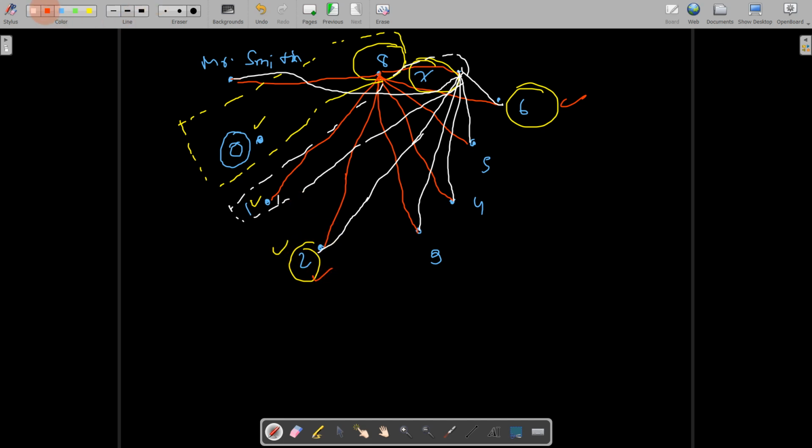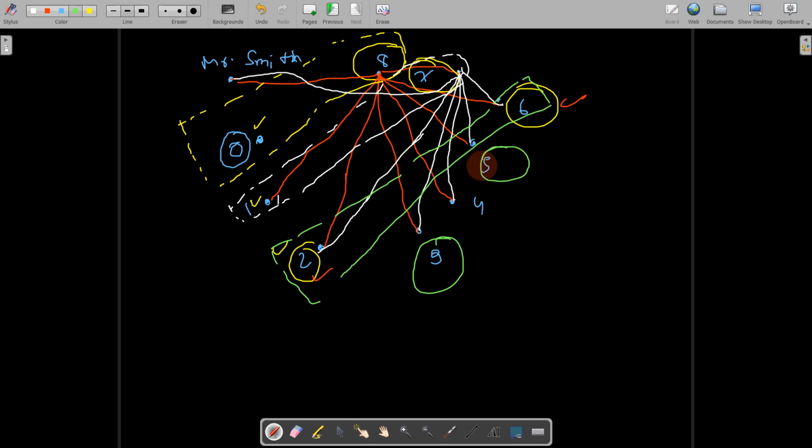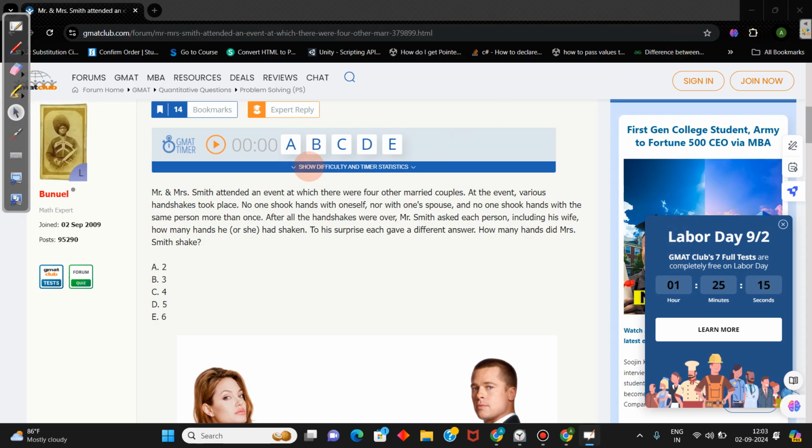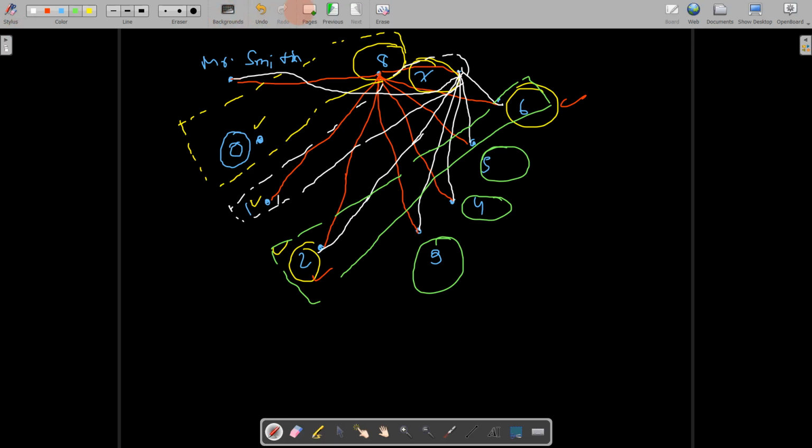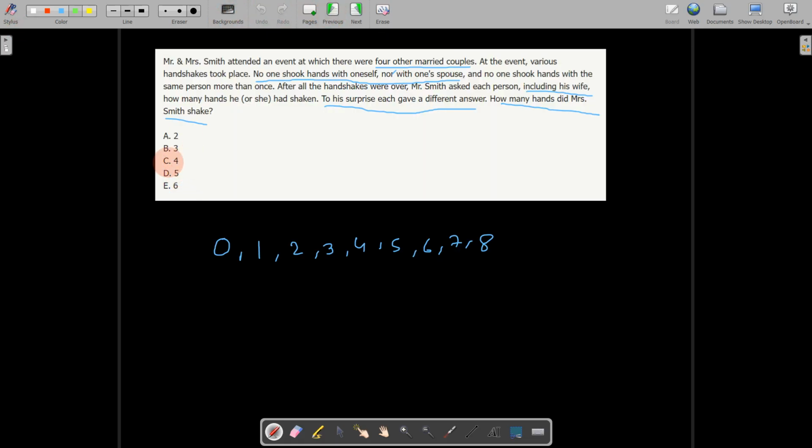We will represent that with another color, maybe green. With the same argument, we know that 3 and 5 will also be spouses. The only person remaining, we have identified all the 4 couples. The only person remaining is Mrs. Smith, and that means Mrs. Smith has shaken hands with exactly 4 people. So the answer to this question, we will go to the previous page, is 4. This is the right answer.